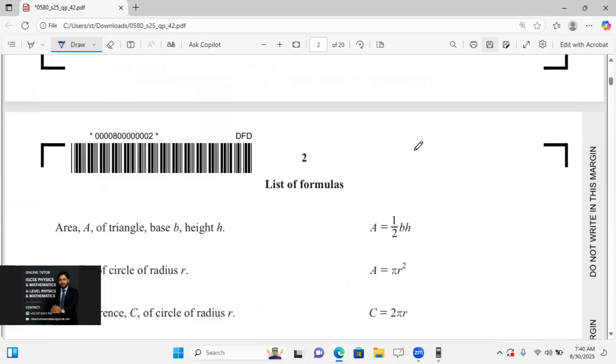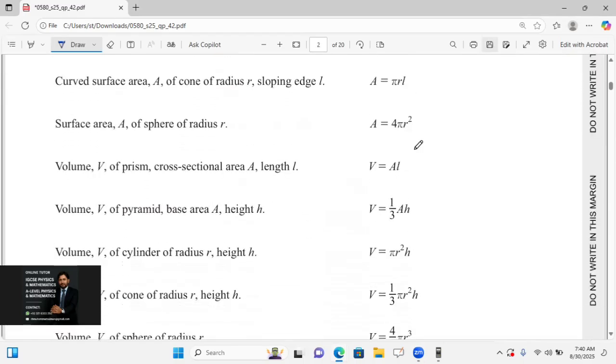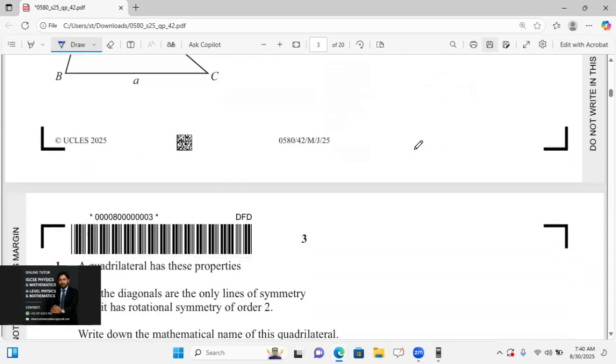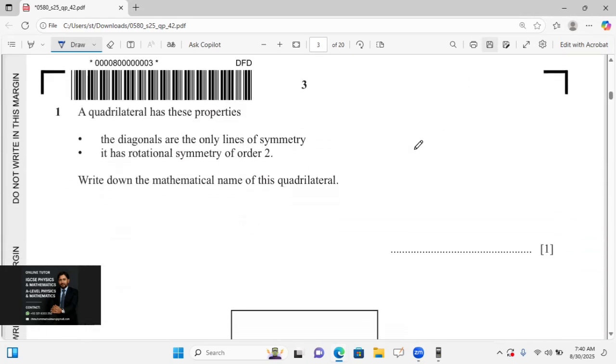Let's move to question number 1. These are the formulas which will be given as an insert for this paper to help students. A quadrilateral that has these properties. A quadrilateral is a shape which has 4 sides. It has these properties: the diagonals are the only lines of symmetry, and it has rotational symmetry of order 2.